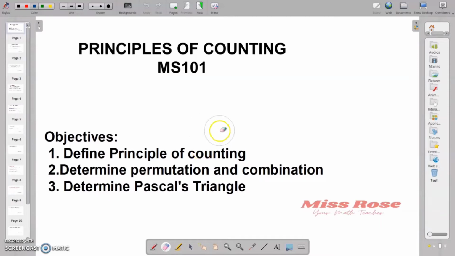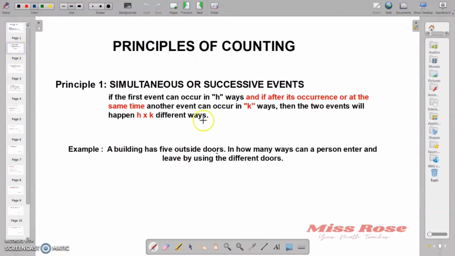Our topic for today is about principle of counting. So our main objectives: first, define the principle of counting. Second, determine the permutation and combination. Third, determine Pascal's triangle. So in principle of counting, the first principle is simultaneous or successive events.